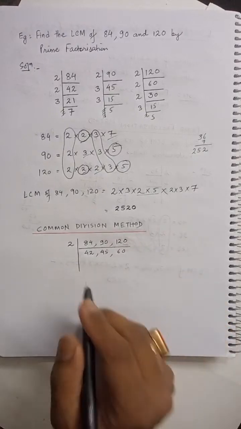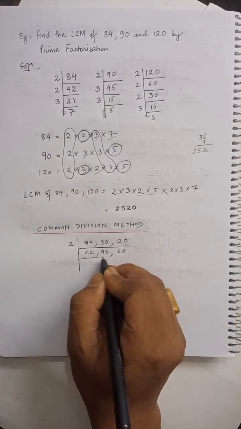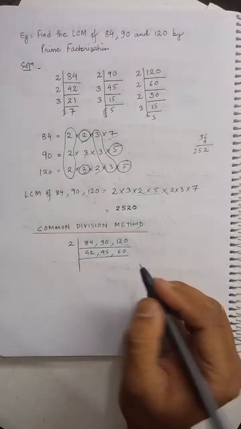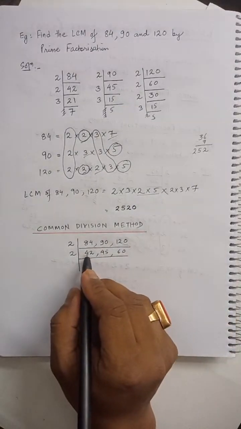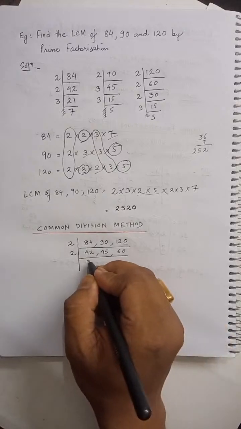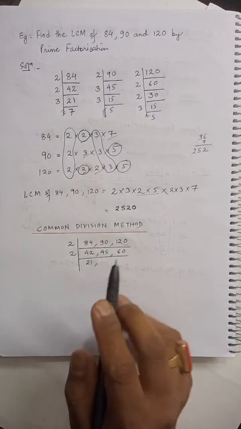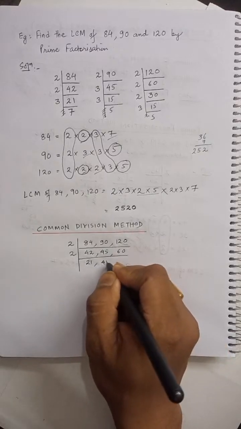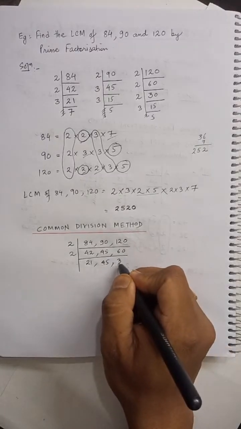So this method takes a lot less time when we compare it with prime factorization. Okay. Now again divided by 2. So 42 is divisible by 2. So we'll write 21. Now 45 cannot be divided by 2. So we'll write 45 as it is. Okay. And then 30.